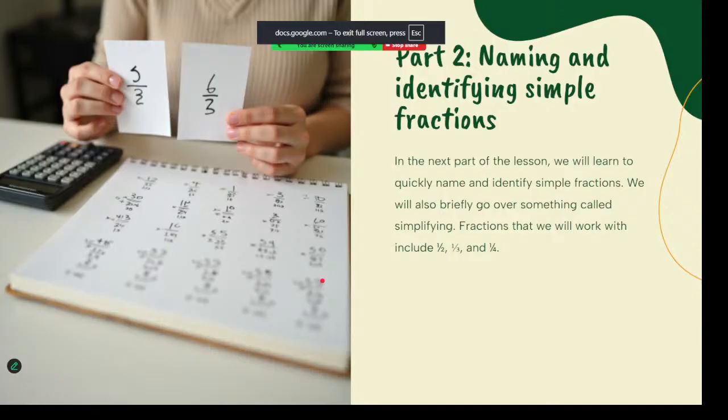All right, so part two of our lesson is naming and identifying simple fractions. So in the next part of our lesson, we will learn to quickly name and identify simple fractions. We will also briefly go over something called simplifying. Fractions that we will work with include 1/2, 1/3, and 1/4.